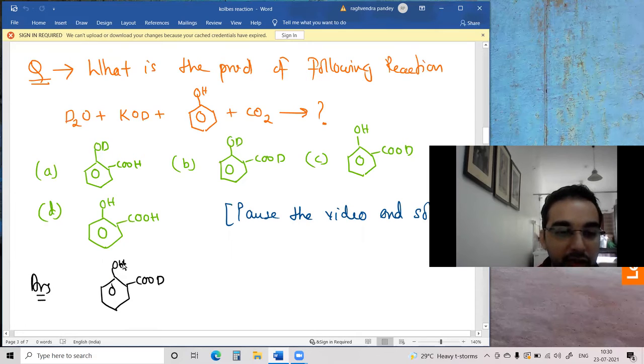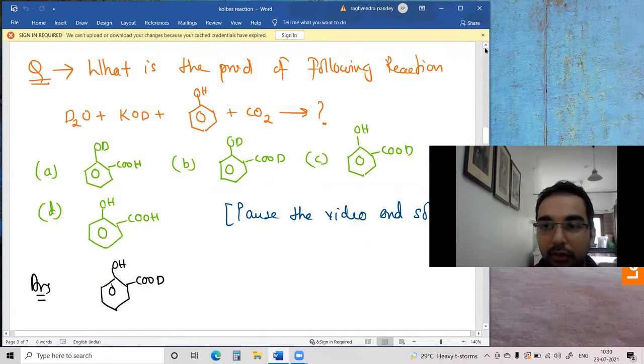the H which is on the phenol's hydroxy group is coming from the ortho position of the benzene. The ortho position of the benzene is not deuterated, so this hydrogen will be as such. And the carboxylic acid hydrogen is coming from which compound? It is coming from water.